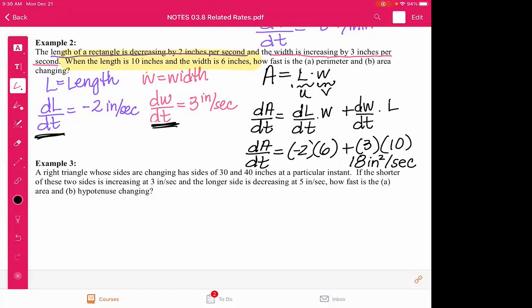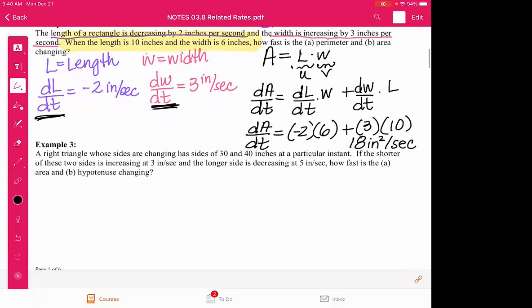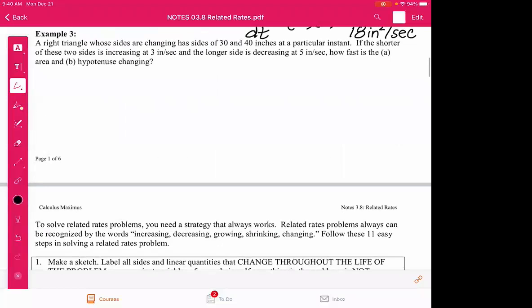And that's how it goes. So all these problems, come up with a picture if you need to. Then from there, get the equation. Take the derivative implicitly and then plug in the given information and solve. Okay, so this one was a rectangle. Let's move on to example 3, which is a right triangle.